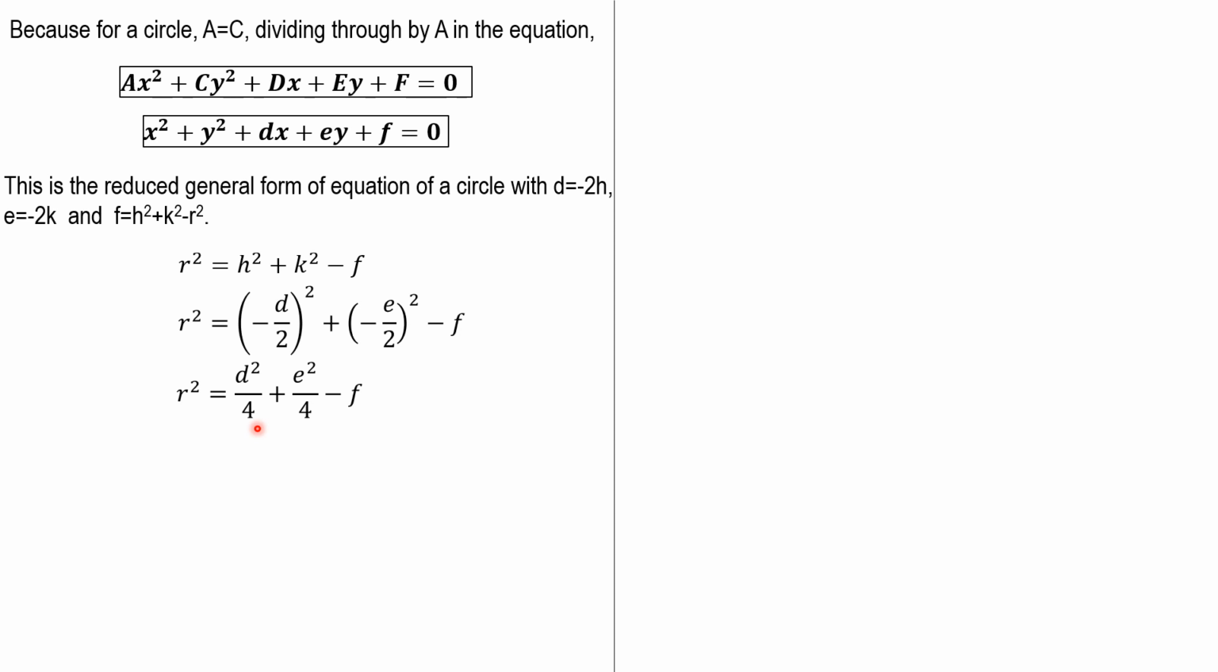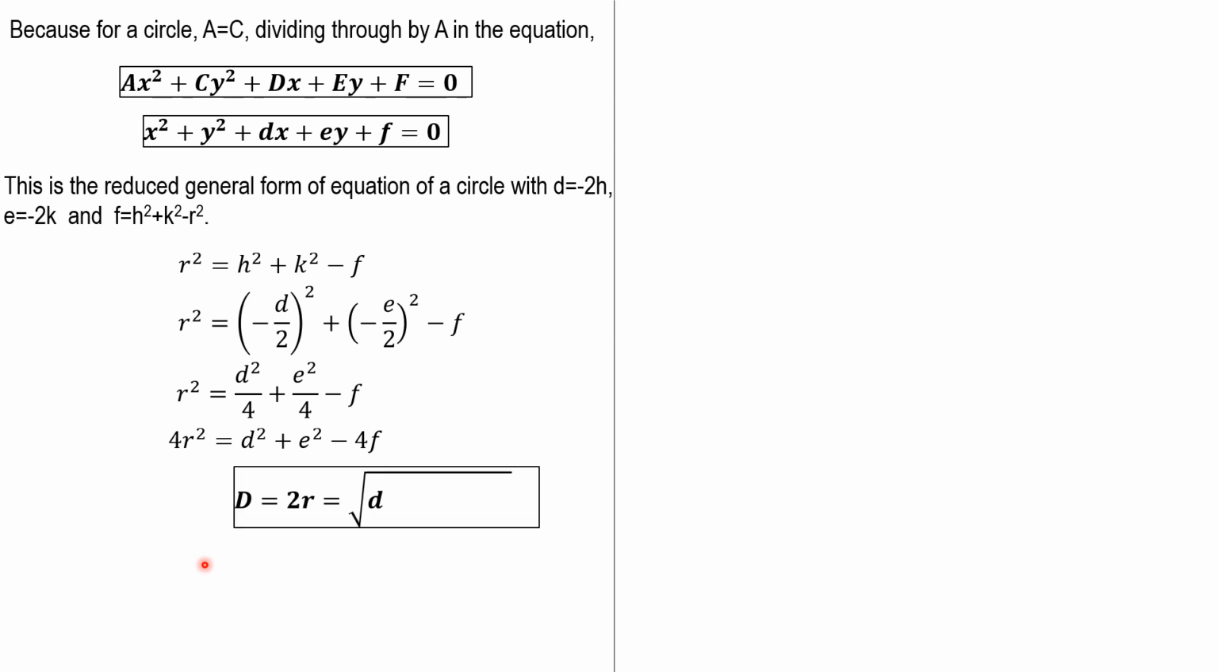Then multiply everything by 4. So 4r squared equals d squared plus e squared minus 4f. And therefore, because the square root of 4r squared is the diameter of the circle, the diameter, which is equal to 2r, equals the square root of d squared plus e squared minus 4f.